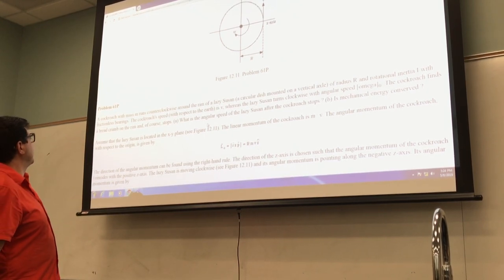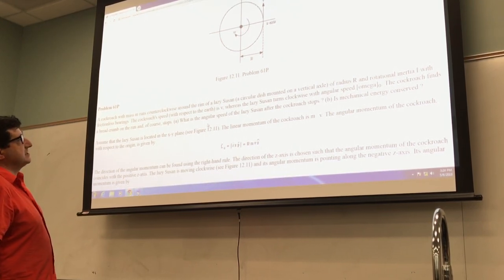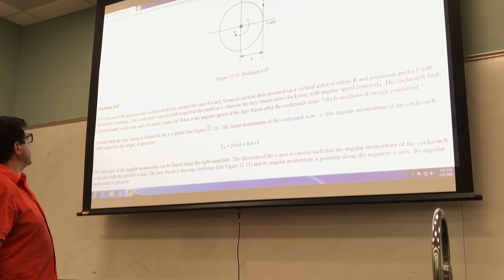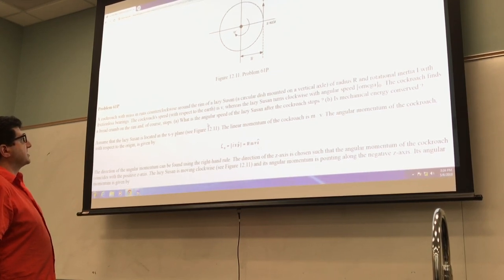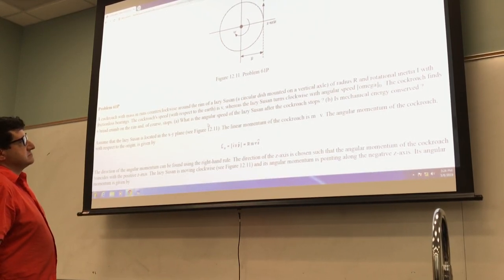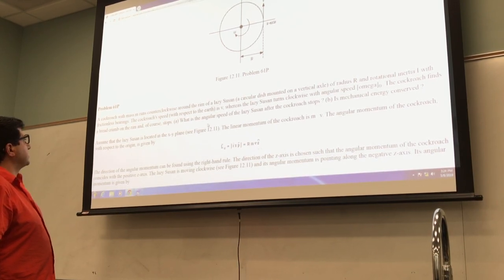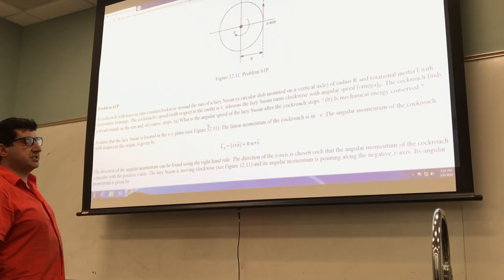Fail. So with a mass M runs counterclockwise at a radius R, and rotational inertia I with frictionless bearings. The cockroach's speed with respect to the Earth is V, whereas the lazy Susan turns clockwise with angular speed omega zero. The cockroach finds a breadcrumb on the rim and of course stops. What is the angular speed of the lazy Susan after the cockroach stops? Is mechanical energy conserved?